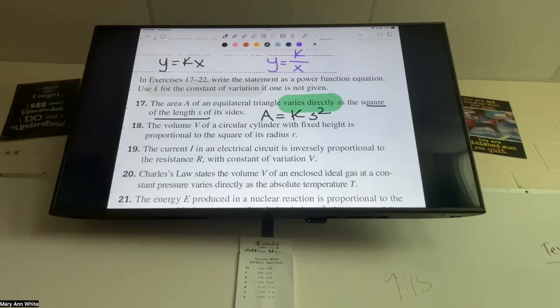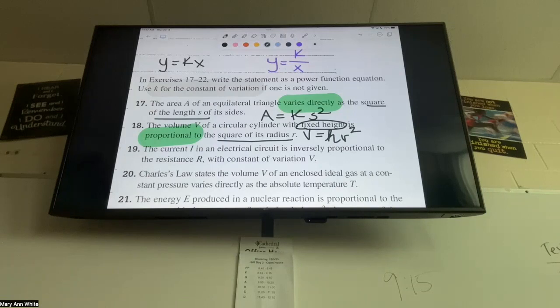Okay. Number 18, the volume of a circular cylinder with fixed height is proportional to the square of its radius. Proportional is another way to say direct variation. So we are going to keep going with that direct variation idea. Instead of y, we'll write V. I actually have a k in this one. I didn't see it earlier, but it says fixed height. So my k, we're going to use h. And then my x is square of r, so r squared.